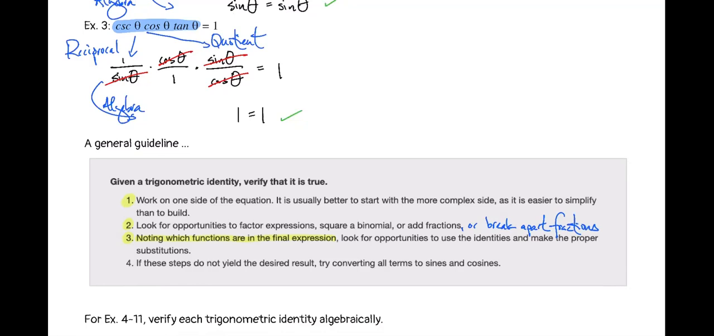Now, our last step here is to try to convert everything into sine and cosine. That's one that we already started to see and that I tend to use a lot, converting everything to sine and cosine.